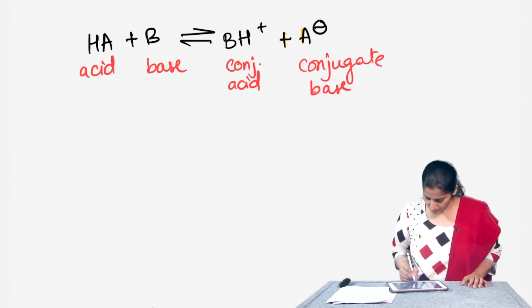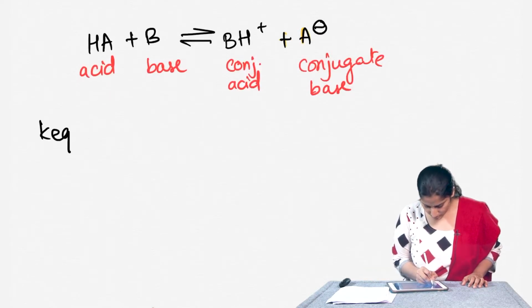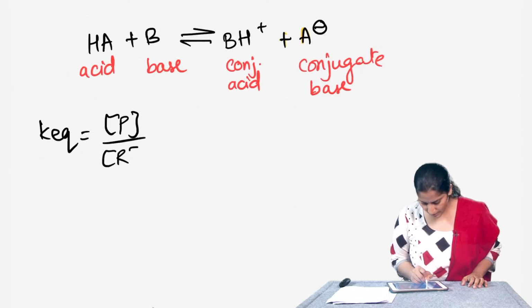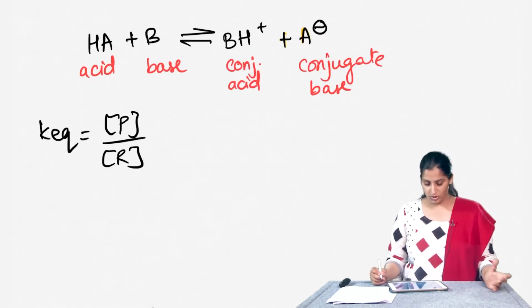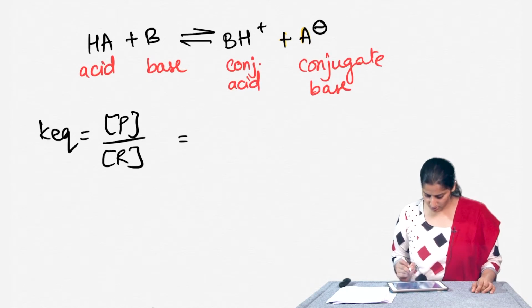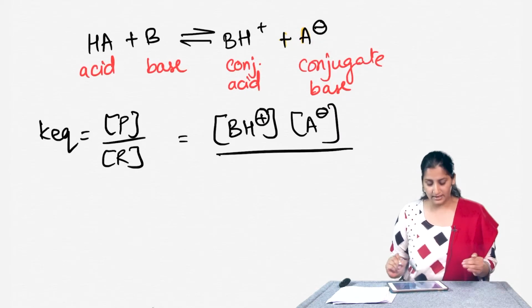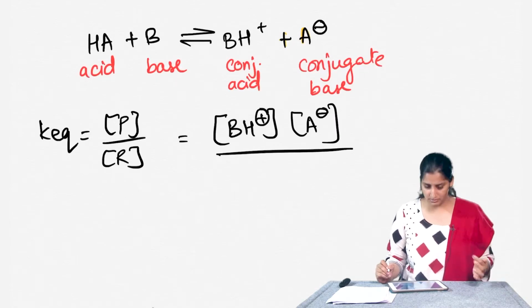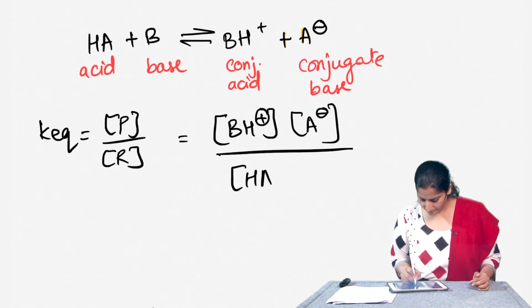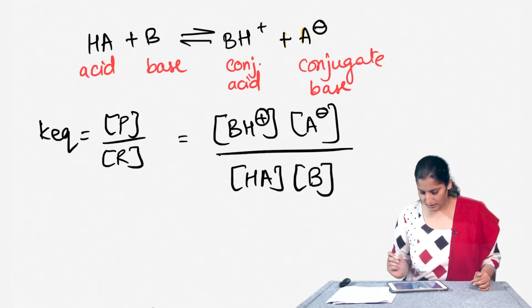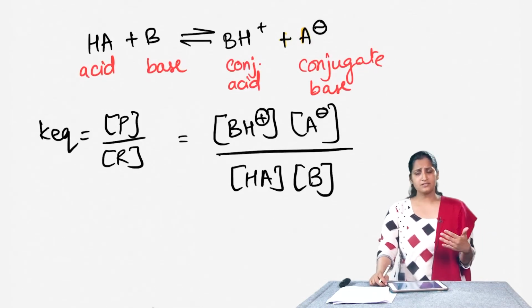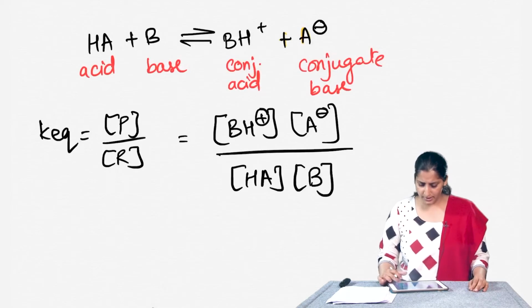Now, the K equilibrium of this reaction we have said is equal to the concentration of products over the concentration of reactants, right. So, in the case of products, I have the concentration of BH plus and the concentration of A minus, over reactants, which were our acid and base, that is HA and B, right. Now, let us explore this equation a little further.